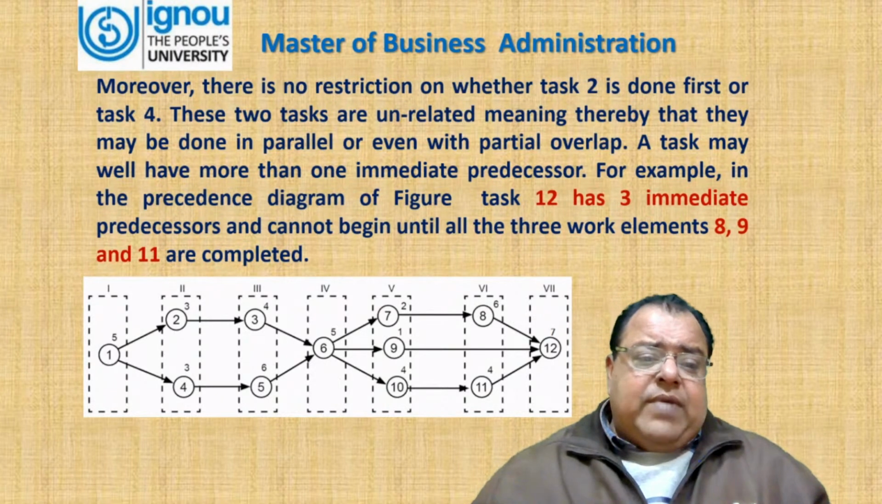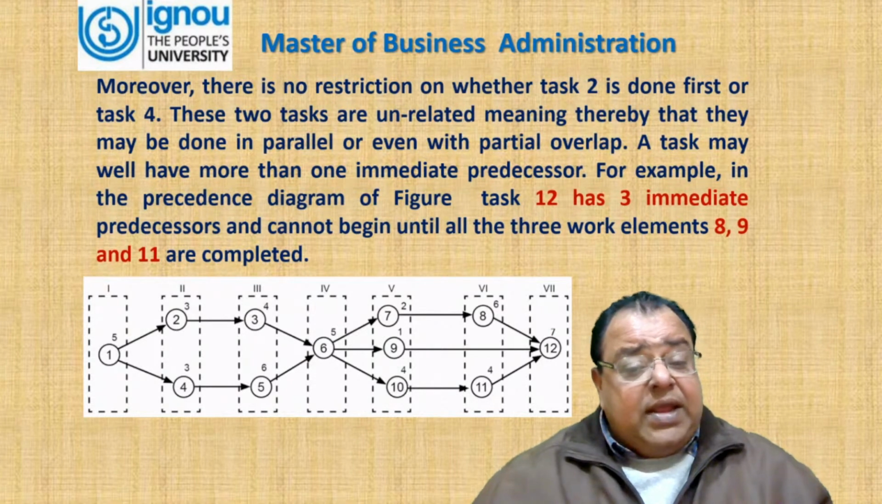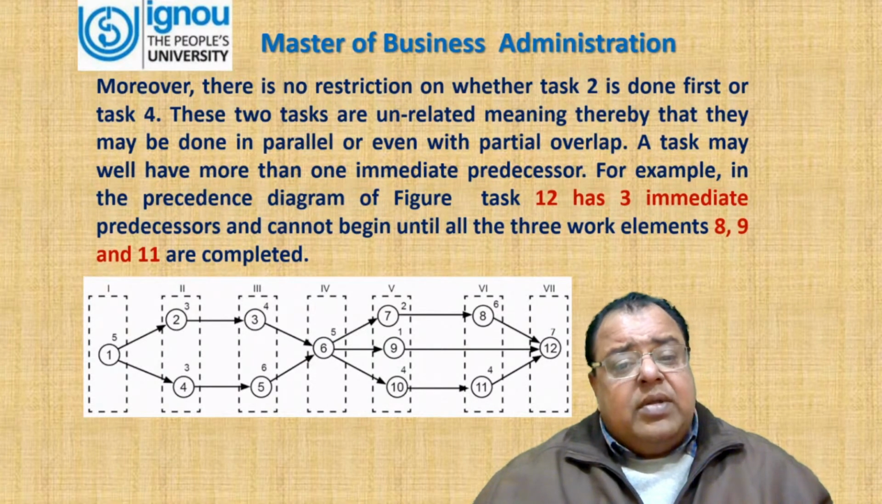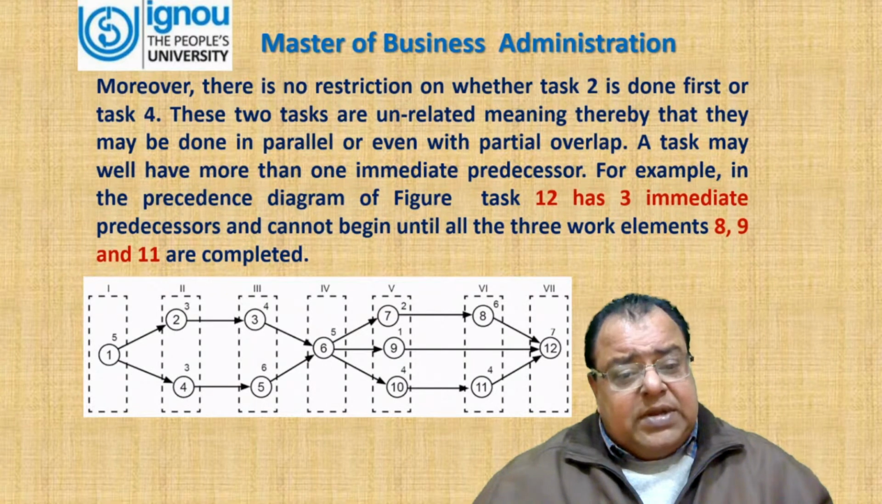A task may well have more than one immediate predecessor. For example, in the precedence diagram or figure, task 12 has three immediate predecessors and cannot begin until all the three work elements, that is 8, 9, and 11, are completed.